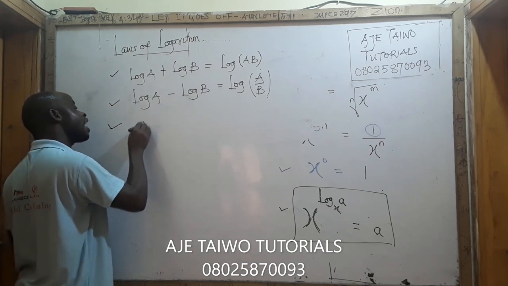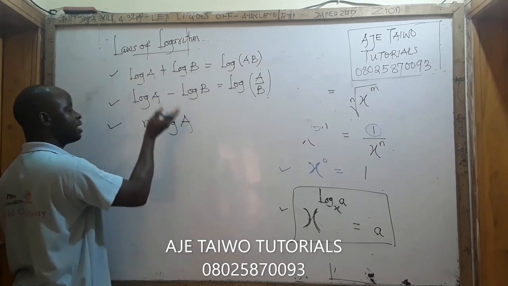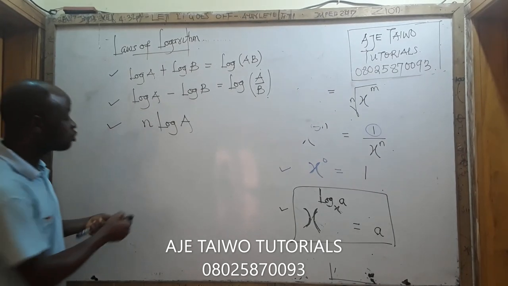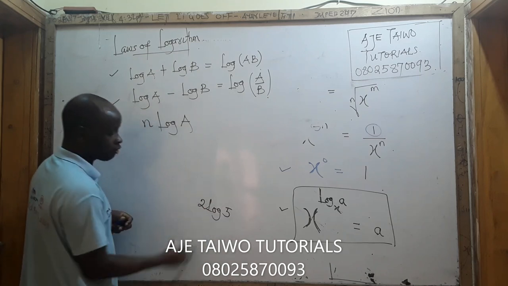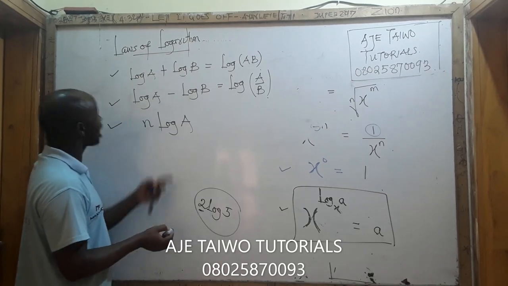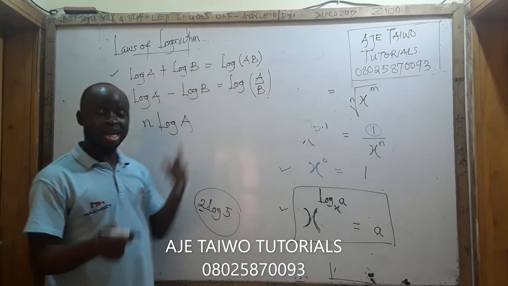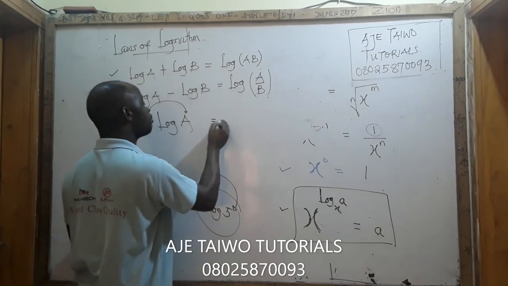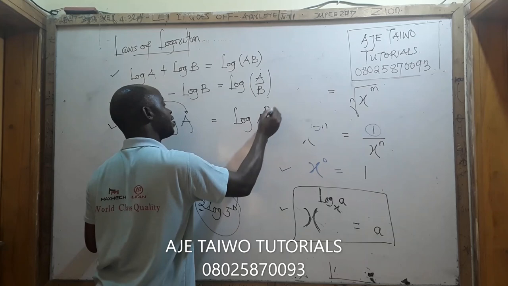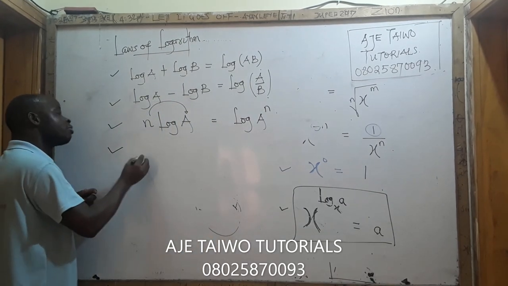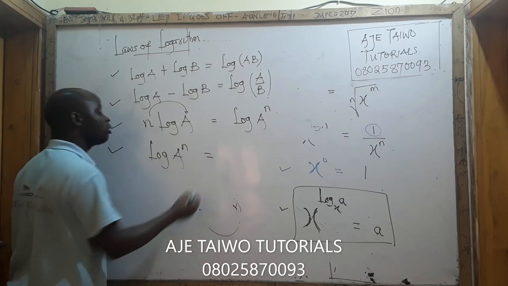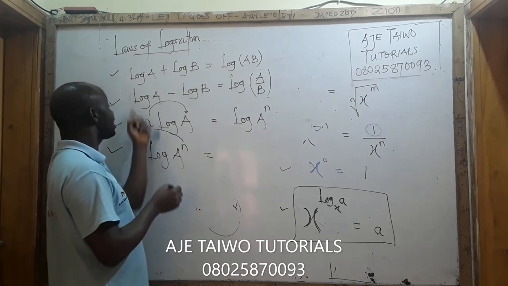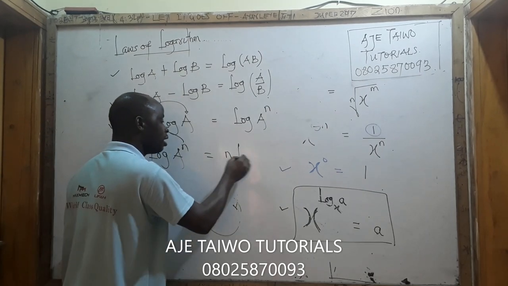Another law says what? If you have n log A of any base, I don't care what the base is. If you have anything here, like 2 log 5, you can't apply this law unless you take the 2 away first. So this n will be taken away now. It becomes log A raised to what? n. But you may also want to take this back here. You can also say this can come back here. You have n log A.